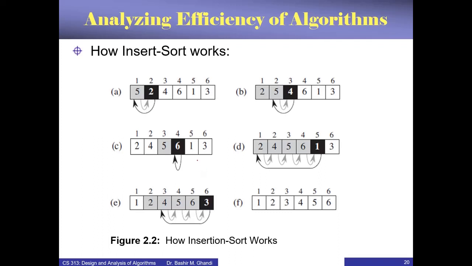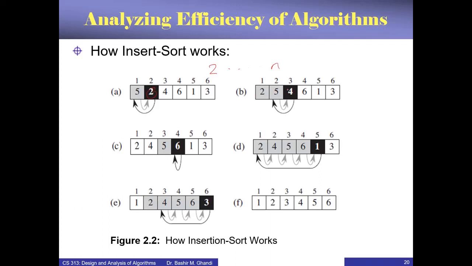Now, one thing to note is, although we are sure the outer loop will run from 2 until n, where n is the length of the array, we are not sure how many times the inner loop will run. It all depends on the arrangement of the elements inside the array. See here, for 2, we only need to go through the inner loop one time to find the correct location for 2.